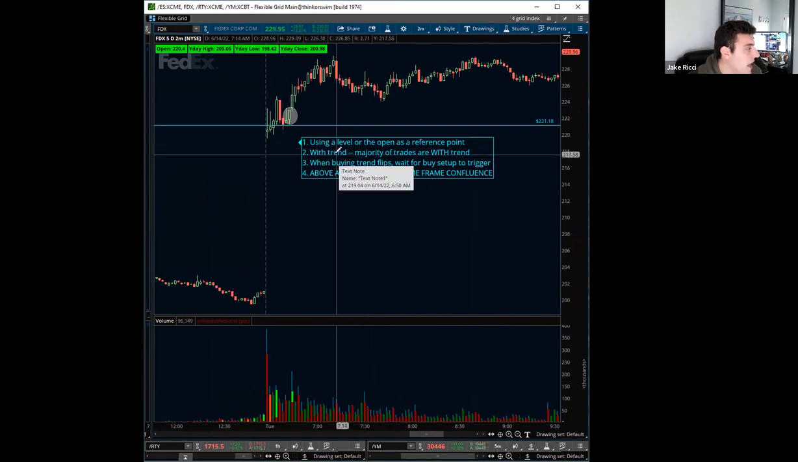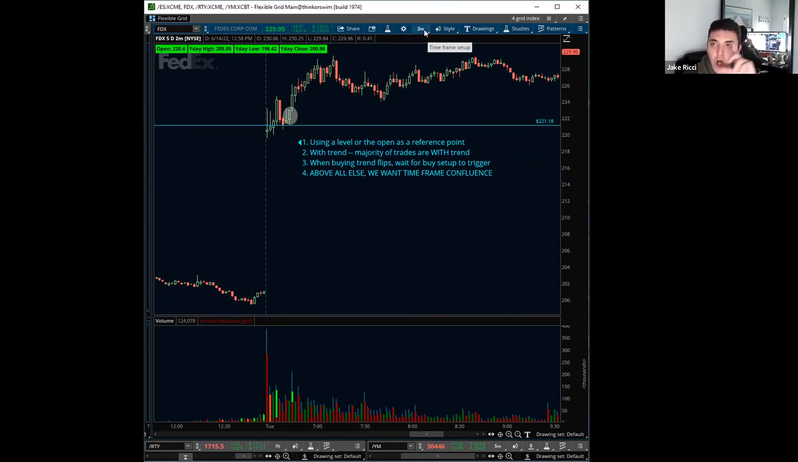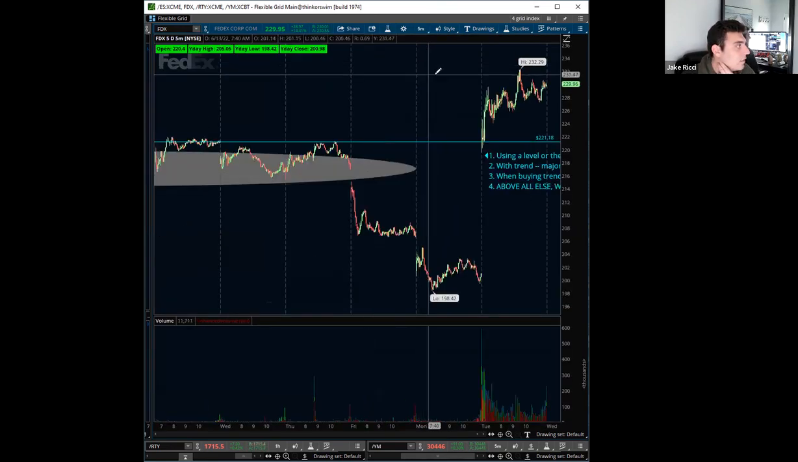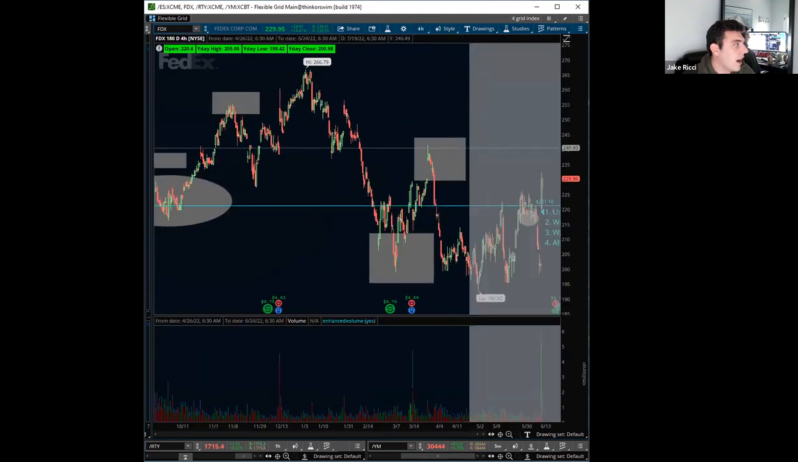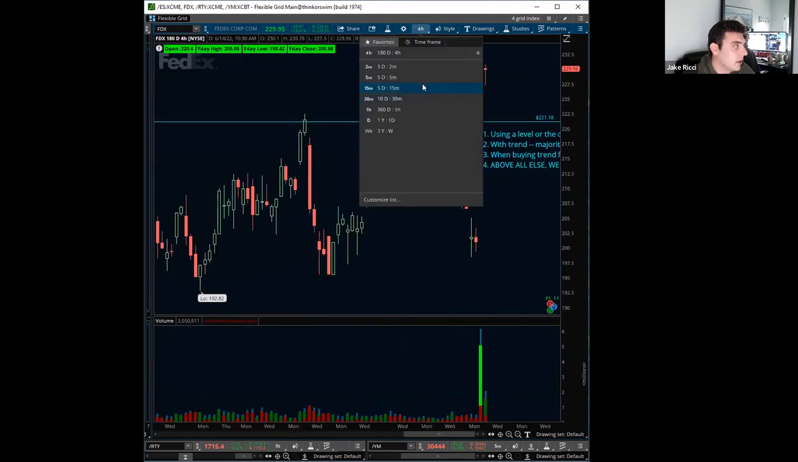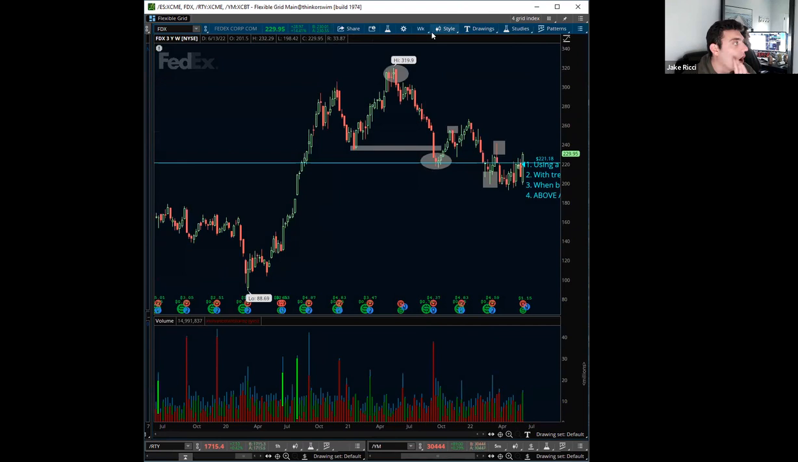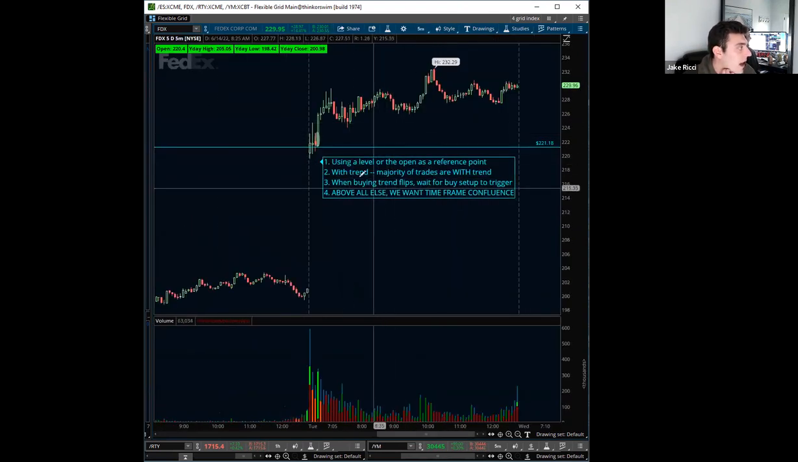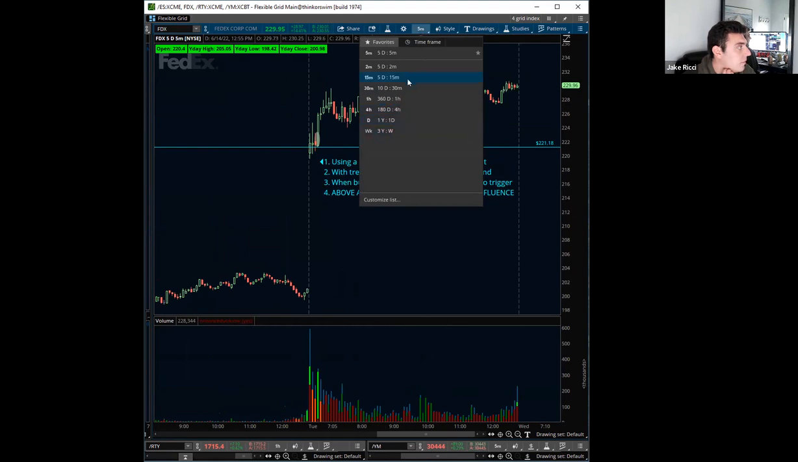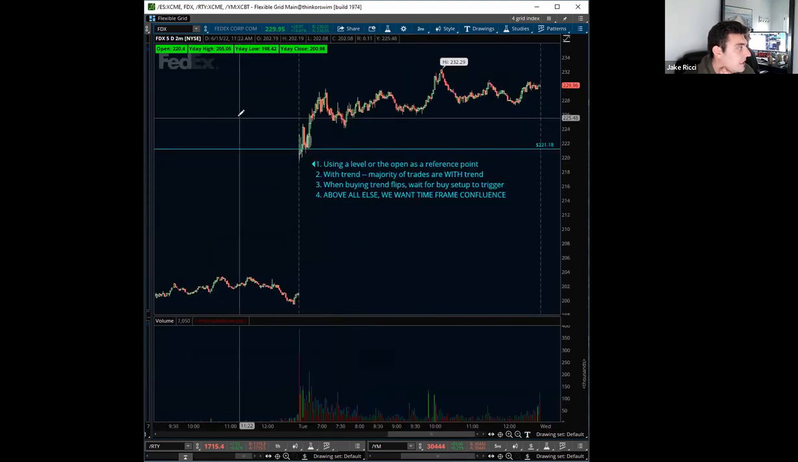Are we with trend on this FDX 2-minute chart? Yes. Are we with trend on the longer frames, even down to a 5-minute chart? Yes. 4-hour, yes. I don't even look at the 4-hour, I just clicked that accidentally. Weekly, yes. All of those line up, right? When buying trend flips, wait for a buy setup to trigger.